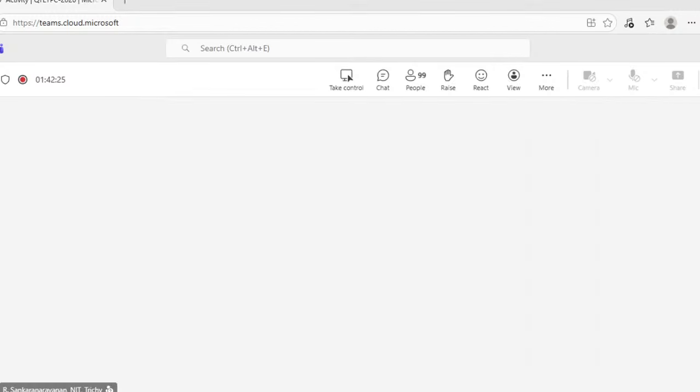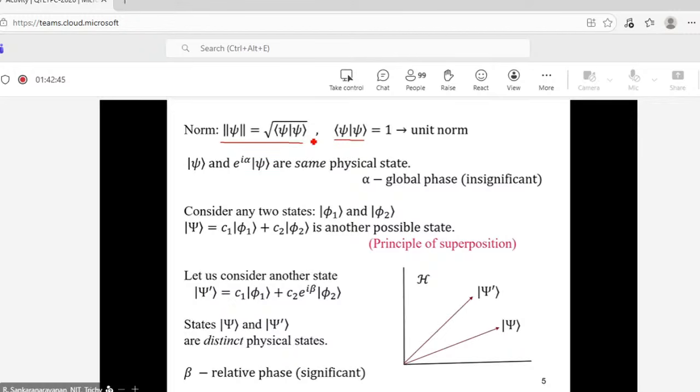Even if the given state's inner product is not 1, you can always rescale it such that the state has a unit norm. If it has a unit norm, we say that the wave function, or the wave vector psi, is a normalized ray or normalized vector. Okay. So this is called the normalization.